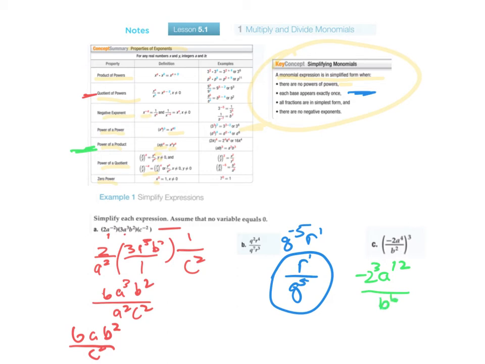Now the only thing that I can simplify is this part right here, which will give me a negative 8. And A12 stays A12, and B6 stays B6. Negative numbers are all right. You just can't have negative exponents. So there is my answer simplified.